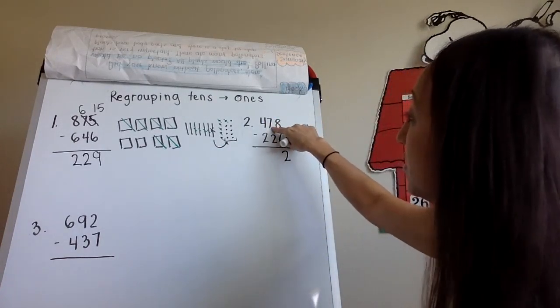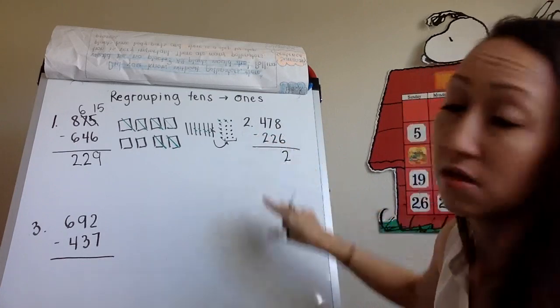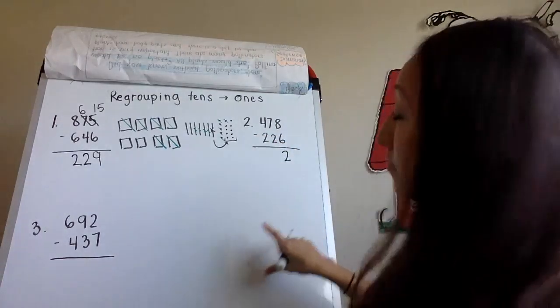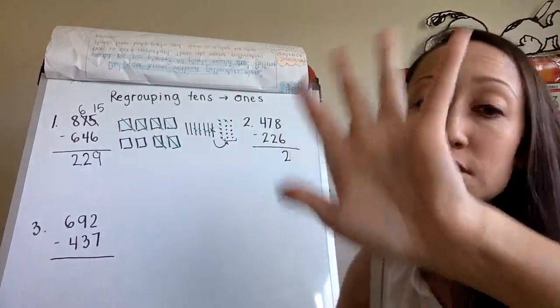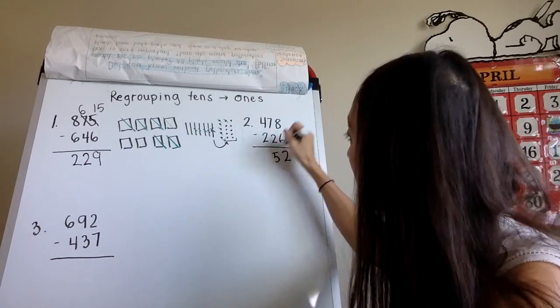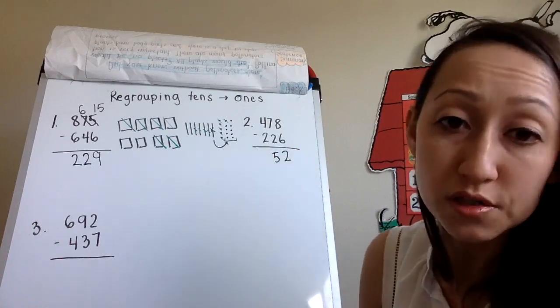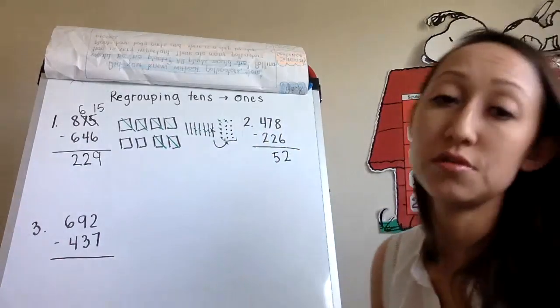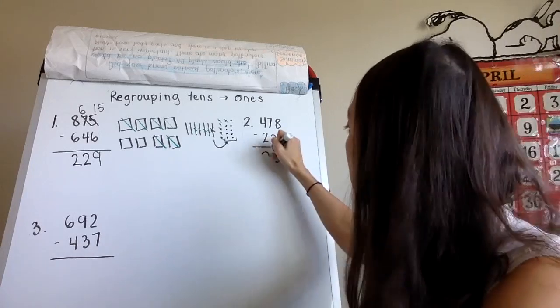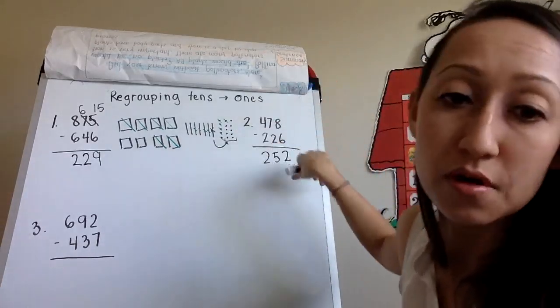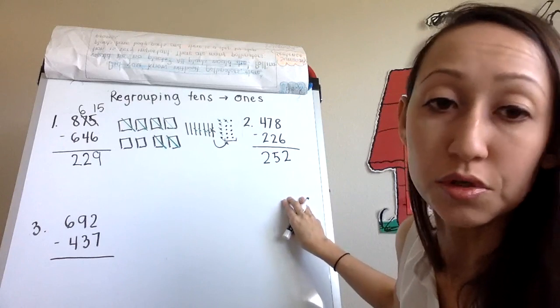Okay, I have 7 tens and I'm going to minus 2 tens. Can I do that without regrouping? Yep, because 7 tens minus 2 tens is 5 tens. Okay, and here I have 400s and I need to minus 200s. Okay, 400s take away 200s is 200s. Okay, so this was an example of a problem that did not need regrouping.